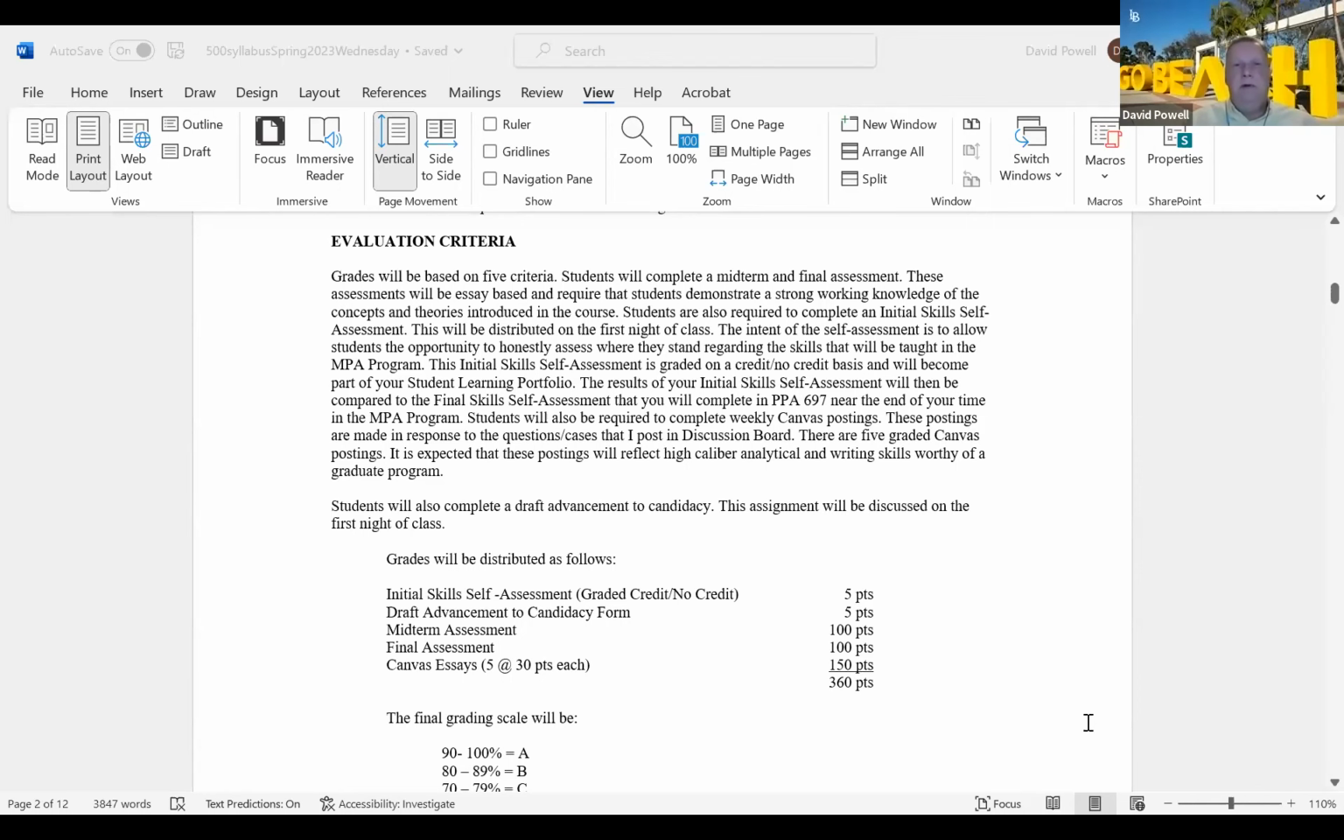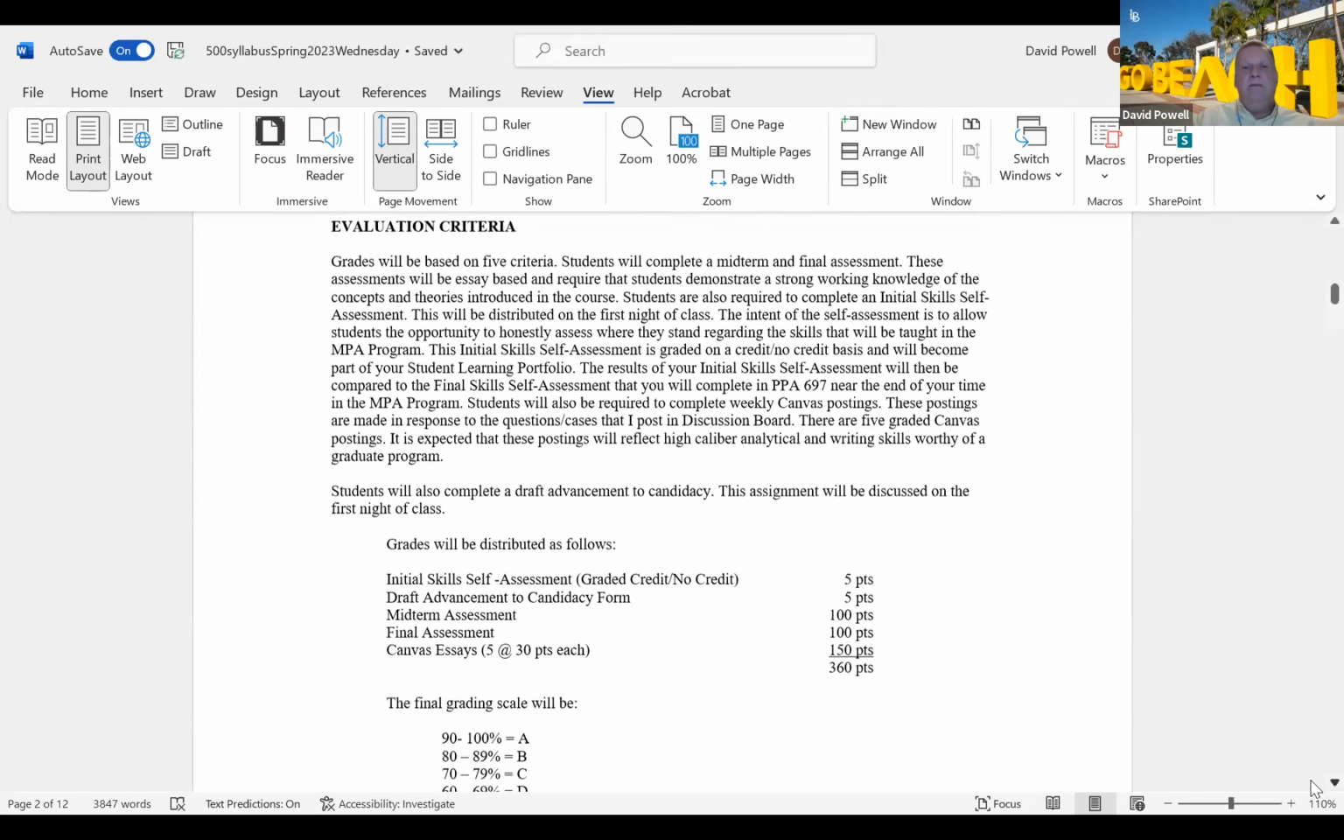So let's go back to our syllabus. Give it a second. Okay. So you've got your initial skill self-assessment worth 5 points. You have your draft advancement to candidacy form worth 5 points, your midterm assessment worth 100 points, your final assessment worth 100 points, and then those 5 graded Canvas essays worth 30 points each, 20 points for your initial post, and then 5 points for each of your responses to classmates, for a grand total of 360 points.